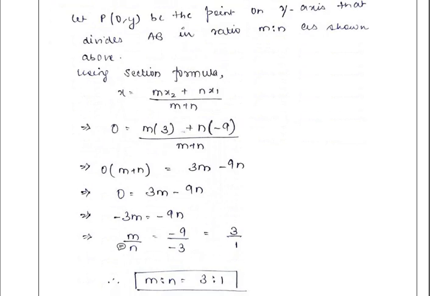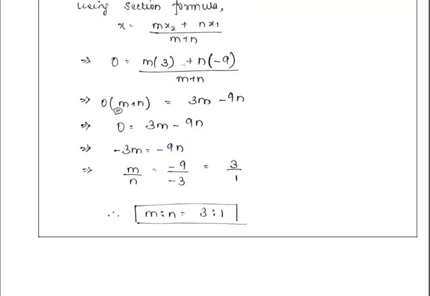0 से आप कोई भी नंबर मल्टीप्लाई करोगे तो आपको 0 ही मिलेगा फिर से. So this becomes 3m minus 9n. Now bring m to one side, keep n on the other side. Divide m by n is equal to minus 9 by minus 3. Minus and minus cancel out each other. 9 divided by 3 is going to give you 3 by 1. So the ratio is 3:1. This is the third question.